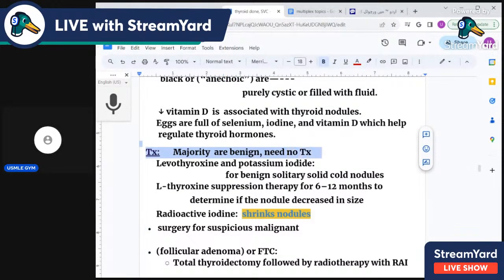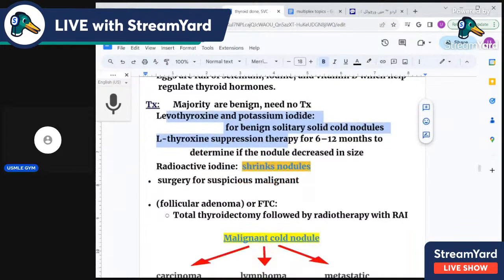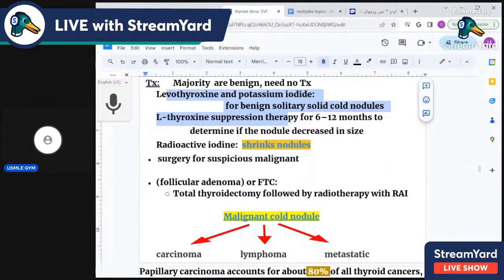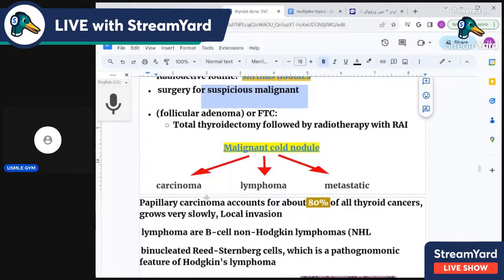Majority are benign, so need no treatment, or otherwise levothyroxine or potassium iodide for benign solitary cold nodules. L-thyroxine suppression therapy for 6 to 12 months to determine if the nodule decreases in size. And what the radioactive iodine does, it shrinks the nodule. Thyroxine treatment doesn't shrink the goiter, but radioactive iodine shrinks it by 50% of the size, half. And surgery for suspicious malignant nodule.